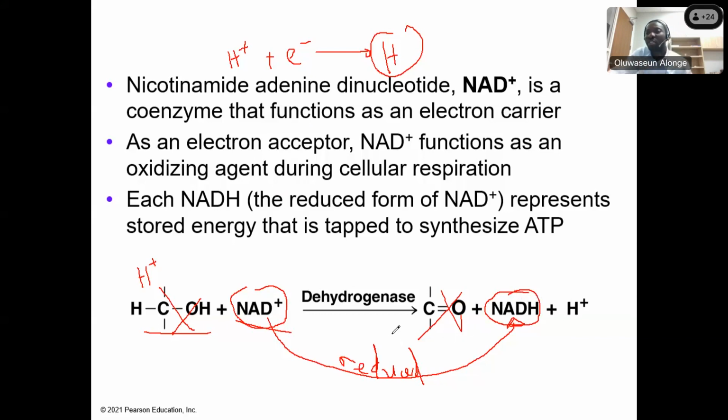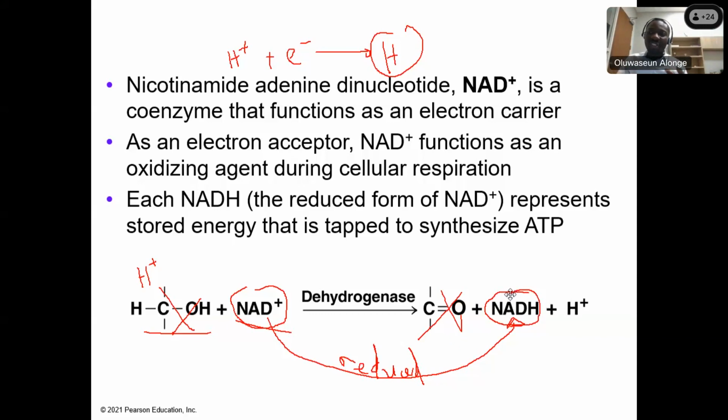So if I ask you, what is the first electron acceptor? The answer is NAD plus. And the full meaning of NAD plus is nicotinamide adenine dinucleotide. Now, what is the implication of this NADH, which I'm going to be explaining later? This NADH is a potential energy. It is not ATP, but it has the potential of making ATP.